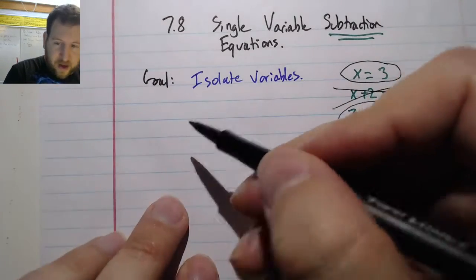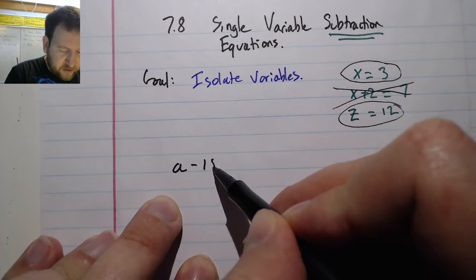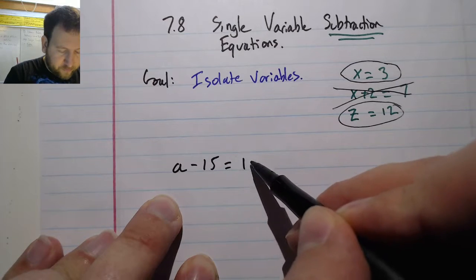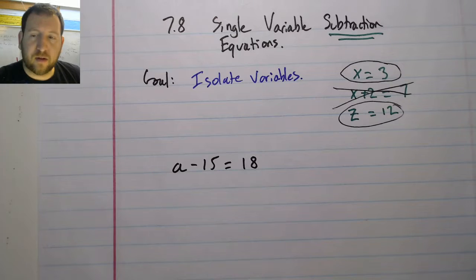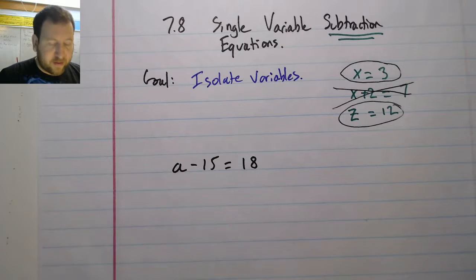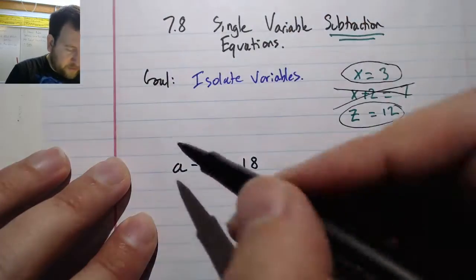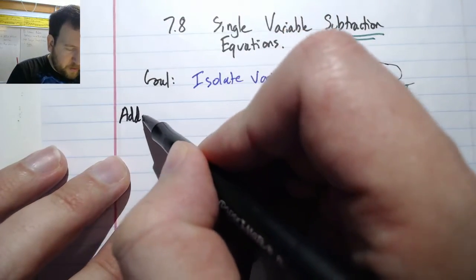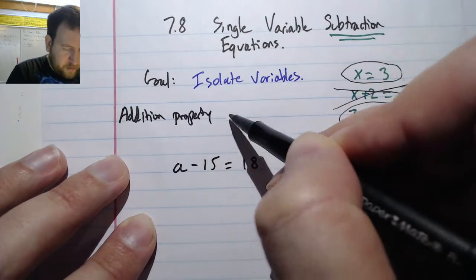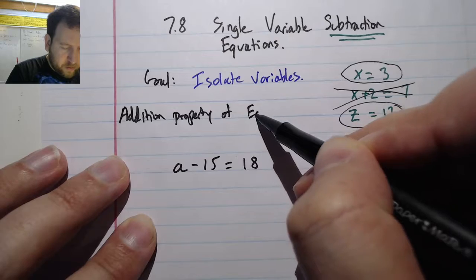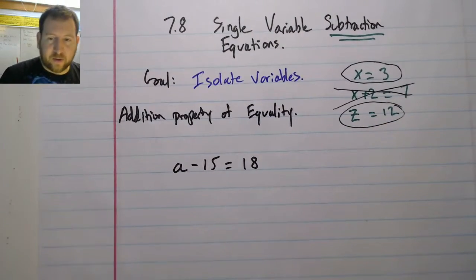Let's take a quick example. And our example is going to be a minus 15 equals 18. All right, in this one, we're going to be using a similar property that we used before. This time it's going to be called the addition property of equality. And I can probably fit it up here. Addition property of equality.